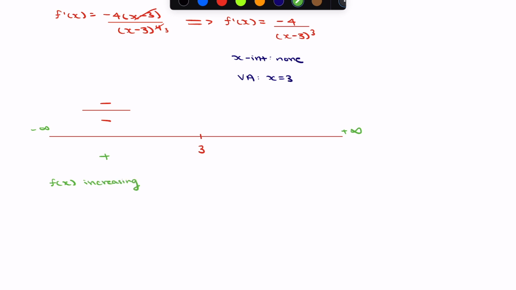And greater than 3, so we sub in value like 4, -4 over 4 minus 3 is positive. 1 cubed would be positive. So here, you see that it's negative. And so here, f of x would be decreasing.